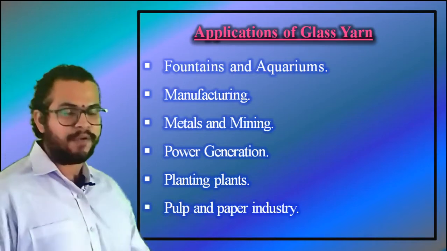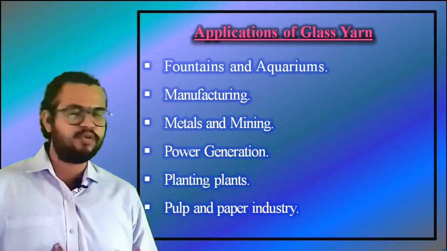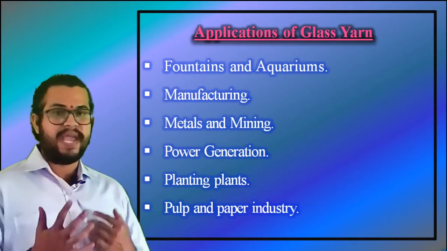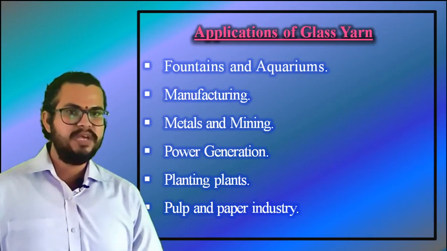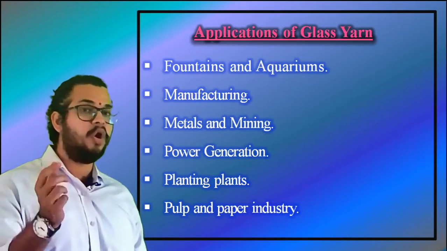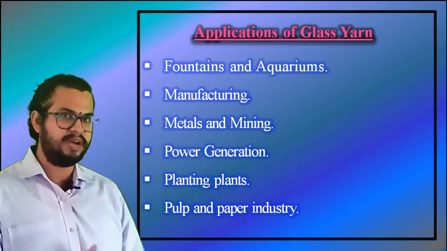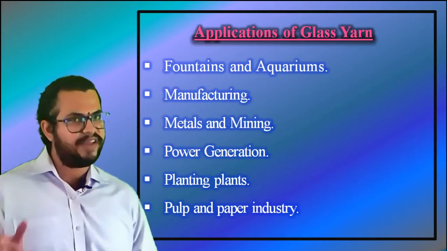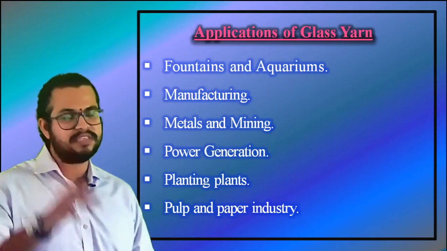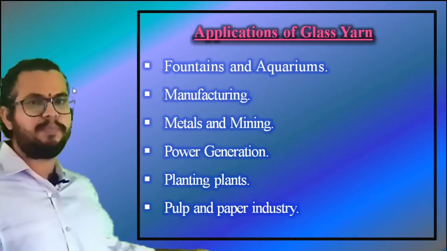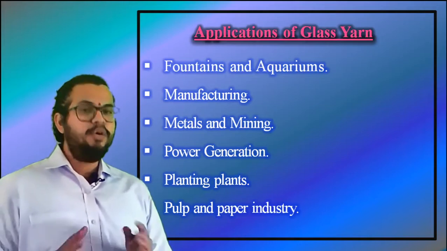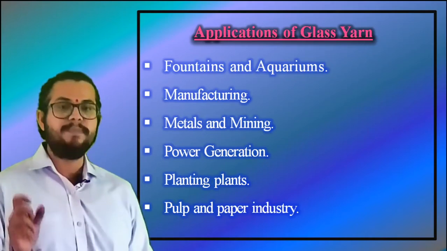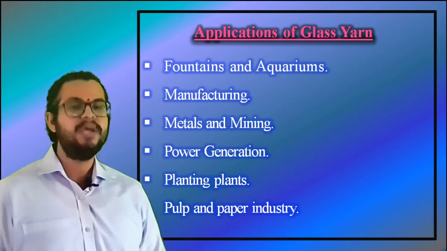Okay. Next we have power generation. Many areas of the power generation industry like tank farms, scrubbers and others use fiberglass. The reason for this is the non-conductive property of the fiberglass. Next is planting plants. This application uses fiberglass grating due to the anti-slip property of the surface. Okay, and the last we have pulp and paper industry. The property of fiberglass, which makes it chemical corrosion resistant, is useful in pulp and bleach mills.